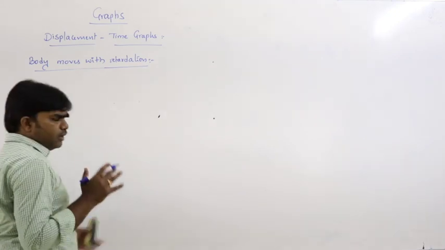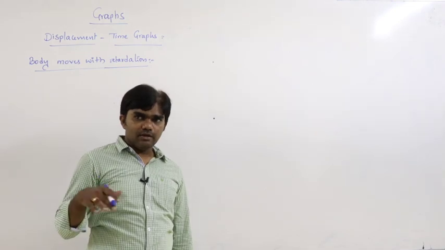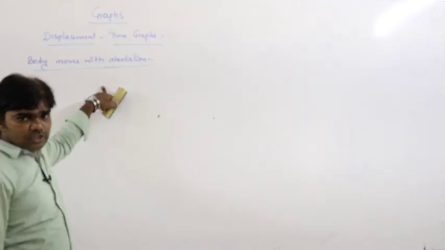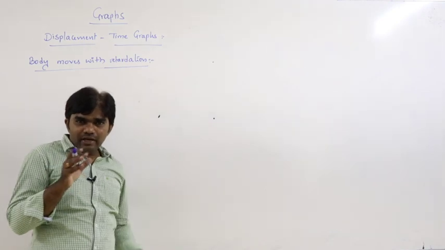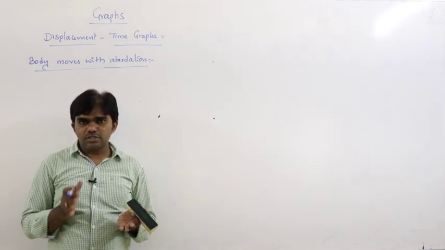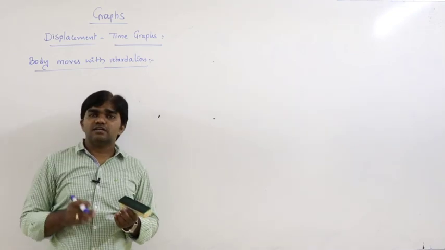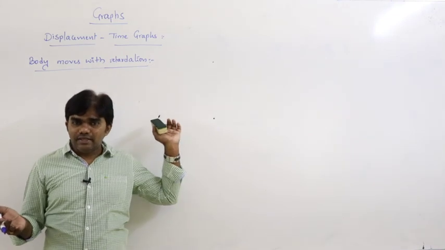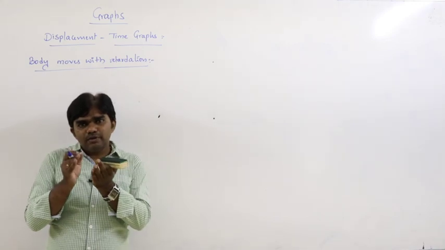body moves with acceleration means if the time increases, displacement also increases. But body moves with retardation means if the time increases, gradually displacement decreases. Retardation means body moves with decreasing velocity. Acceleration means body moves with increasing velocity. Increasing velocity means distance increases, displacement also increases. But here body moves with retardation means if the time increases, displacement gradually decreases.